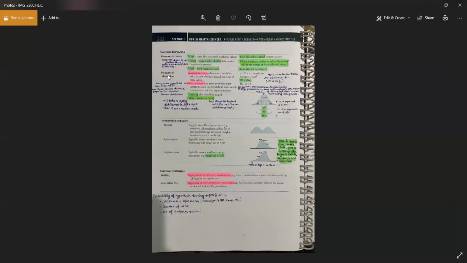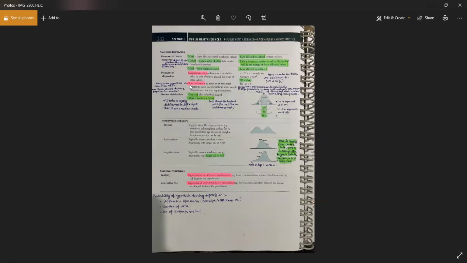Okay, so I finished with the statistical distributions. We have discussed the standard deviation, which tells how much all the values differ from the mean. It is known as the standard deviation, that is, how much variability is found around the mean. We have discussed the standard error.